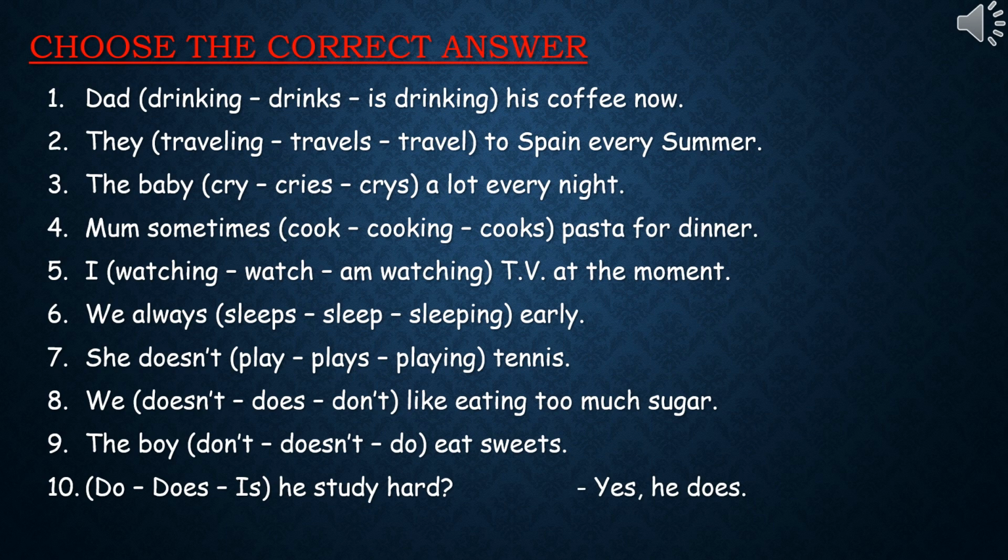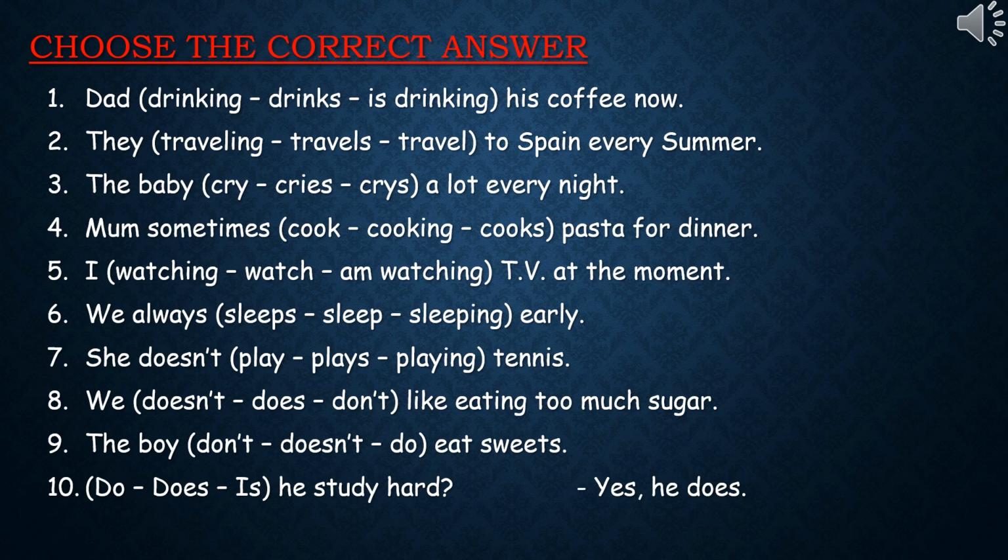Number 7. She doesn't. We have doesn't. We said after don't and after doesn't, the verb comes as it is, alone, without anything. So, she doesn't plays, playing, or play tennis? Yes, she doesn't play, only play.